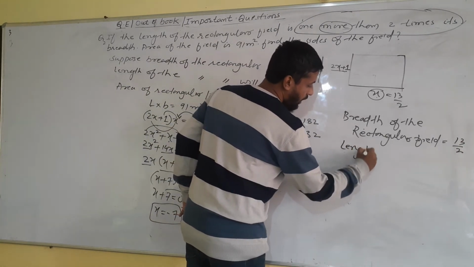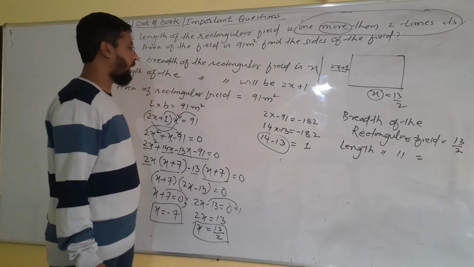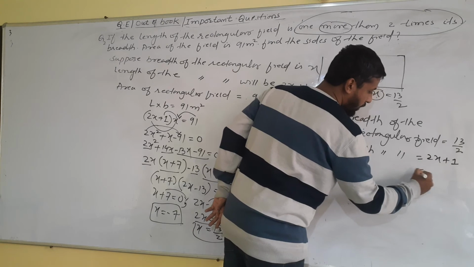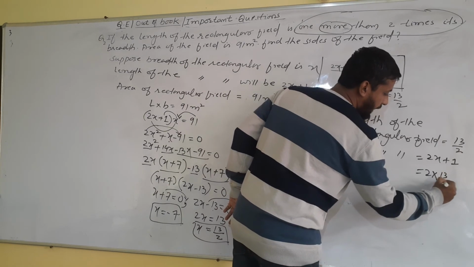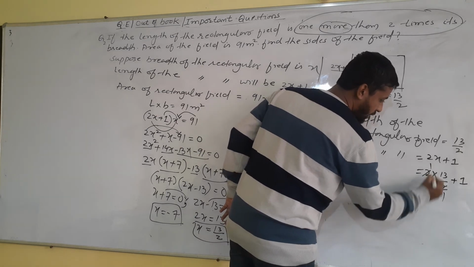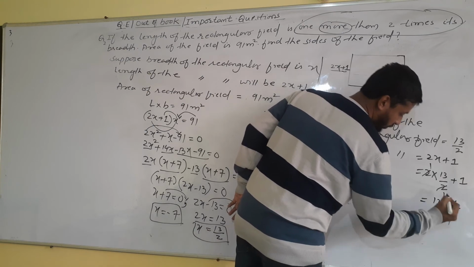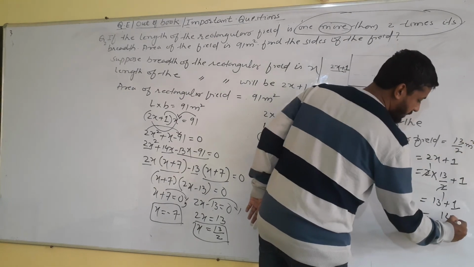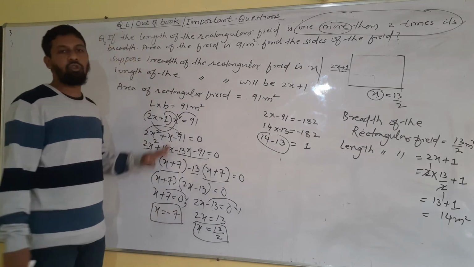Now length of the rectangular field is equal to 2x plus 1. 2 into the value of x, how much? 13 divided by 2, plus 1. The 2s cancel. 1 into 13 is 13. This plus 1 as it is, answer is 14. So the breadth is 13 by 2 meter and the length is 14 meter. So this is how we have to solve this question.